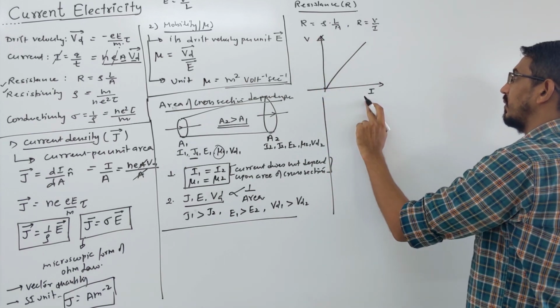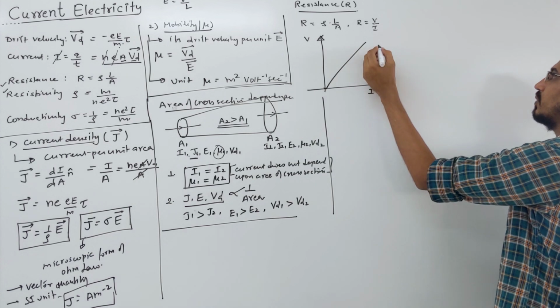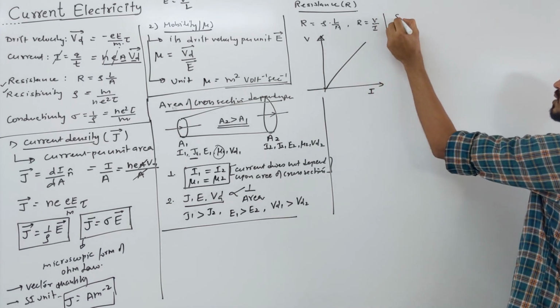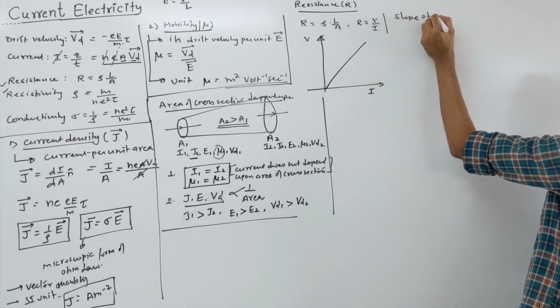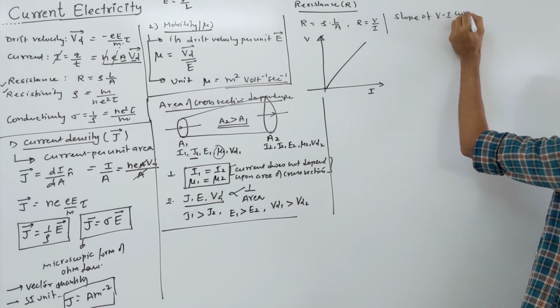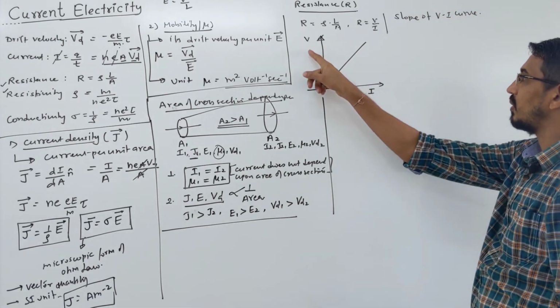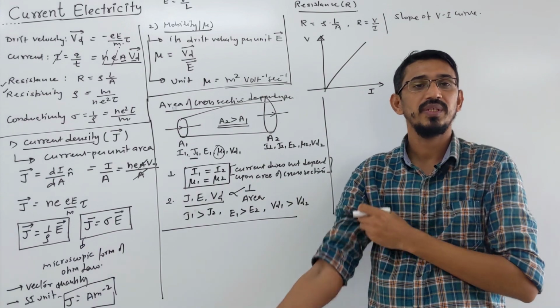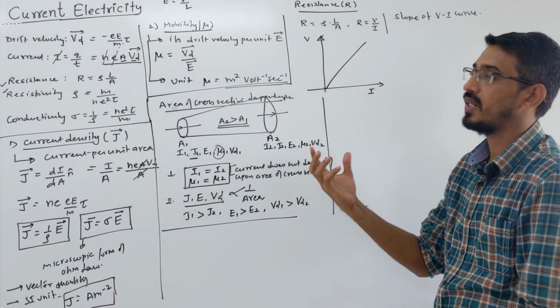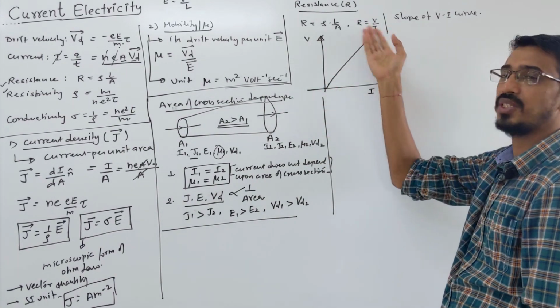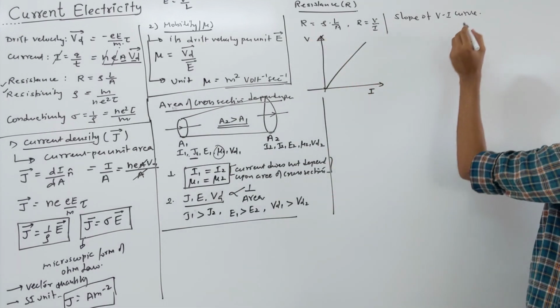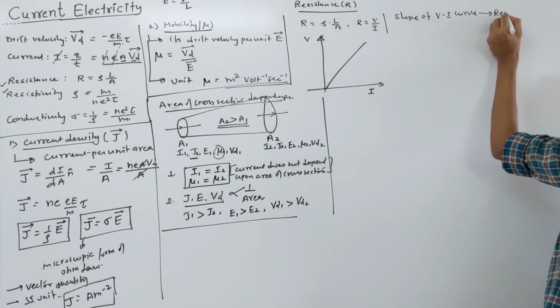This is a V and I curve. So watch carefully, the slope of the VI curve. If you take the slope of this curve, potential versus current, this by that gives your resistance. The slope of the V and I curve gives the resistance of that wire.